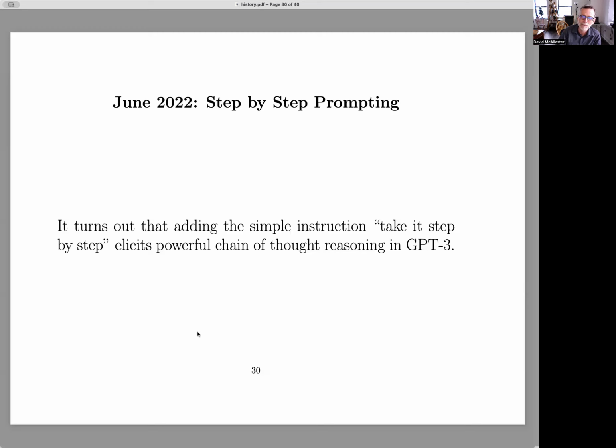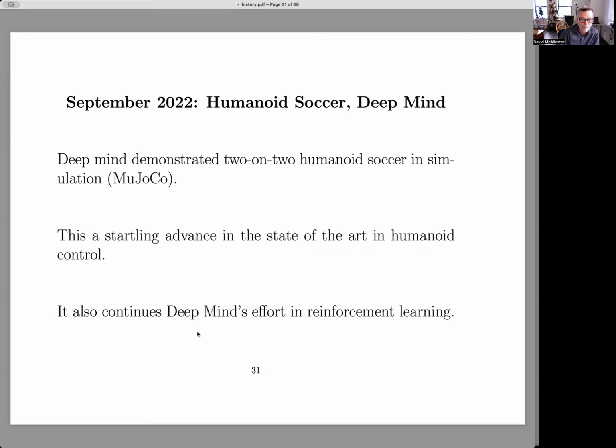Everyone who uses language models now puts a lot of energy into their prompts. I just wanted to mention this. It did not get a lot of press, but in 2022, DeepMind demonstrated in simulation very effective humanoid soccer play. This is a big deal to me because I've always felt that even in simulation, the reinforcement learning methods for robotic control have not been very good. This is a significant advance in robotic control in simulation.